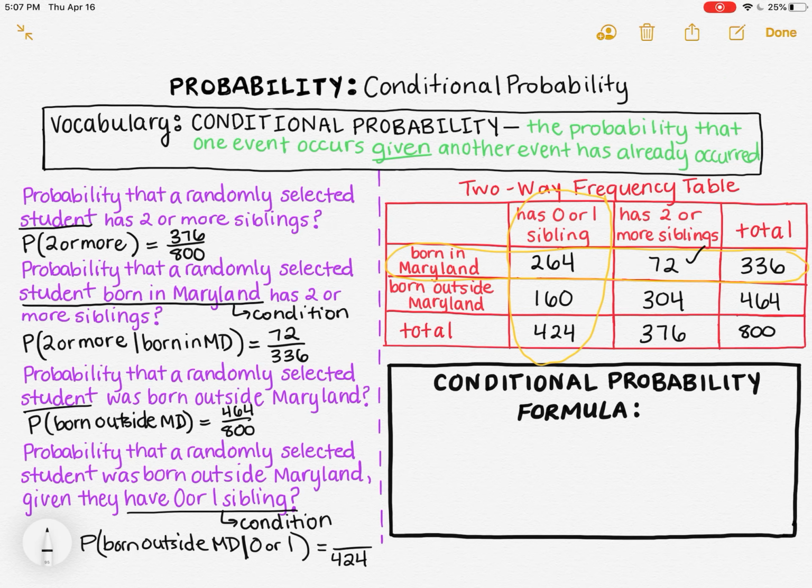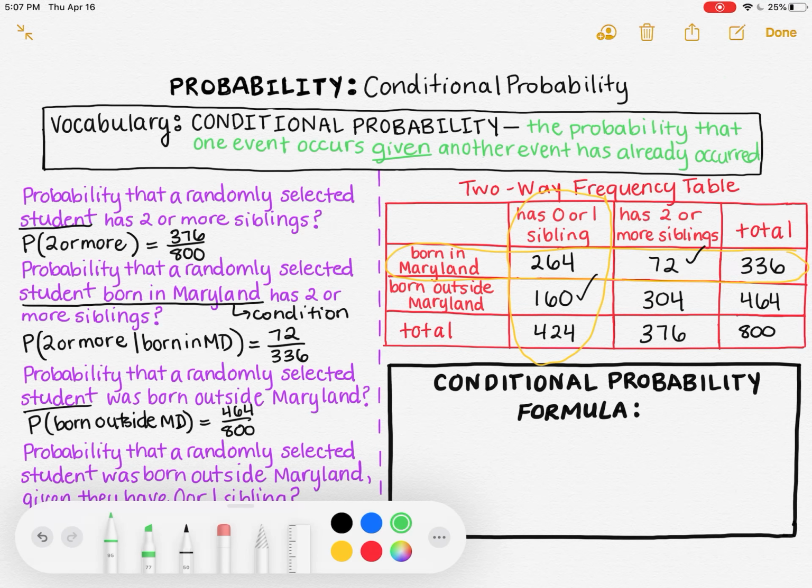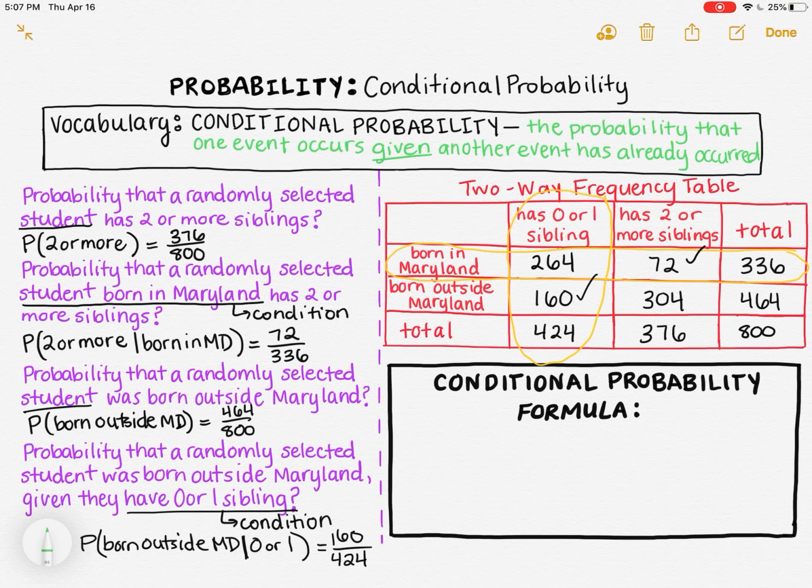And since I want to know the probability that out of these students, they're born outside Maryland, I stay in my column and I look at the students born outside Maryland, which is 160. So the probability that a student is born outside Maryland, given they have 0 or 1 sibling, is 160 out of 424. Now I'm just going to show you the general conditional probability formula, and then I'll explain how the formula relates to what we already did.